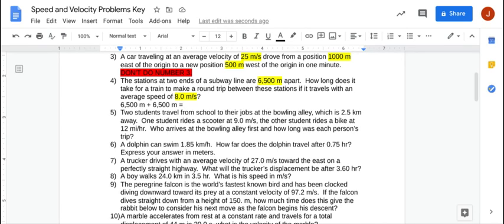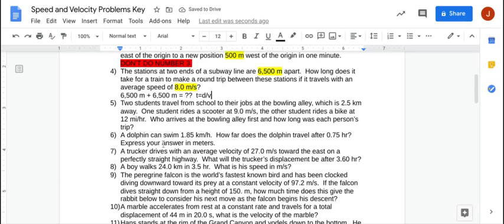You have your velocity, which is 8.0 meters per second, so you would just plug in your equation. Whenever you rearrange your equation, v equals d over t, in order to solve for t, your equation is d over v. So that's your distance, and your equation is t equals d over v.